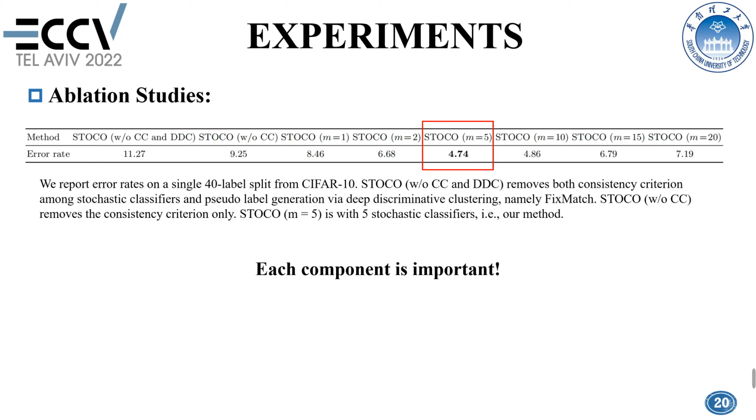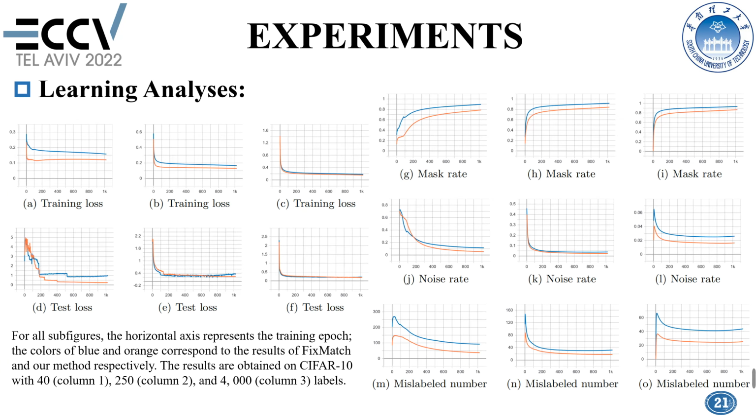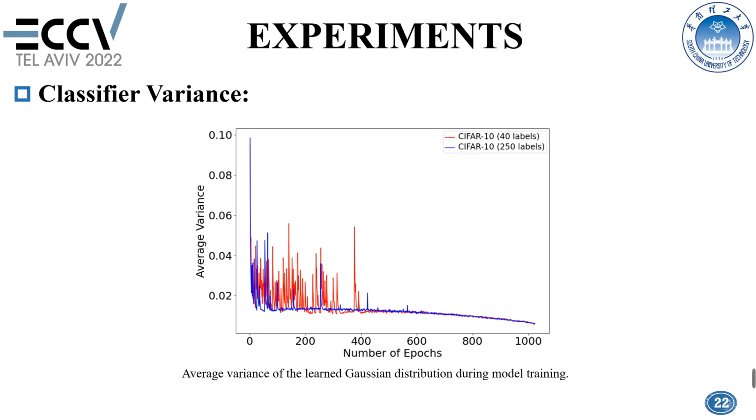Next, I will show experimental results. First come the ablation studies. From the figure, we can observe that the aforementioned three conditions are better satisfied by our method. As the learning process proceeds, the average variance gradually decreases, suggesting the convergence of the learned Gaussian distribution. The observation can support that the Gaussian in Stocho learning dynamically captures the pattern of sensible decision boundaries.